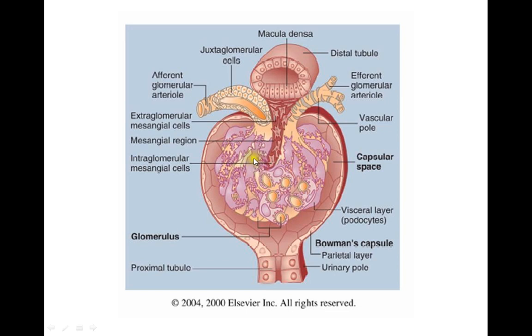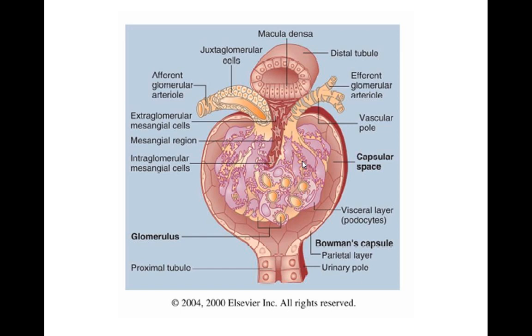These cells are somehow similar to an octopus, which have tentacles and send their tentacles around the capillaries. These tentacles are named as foot processes. We will see it in more detail in the later slides.